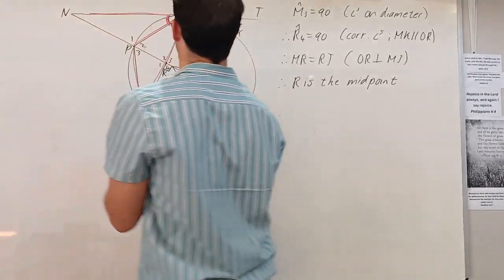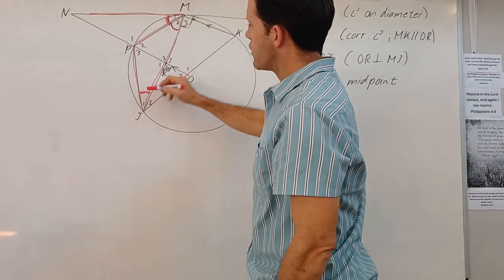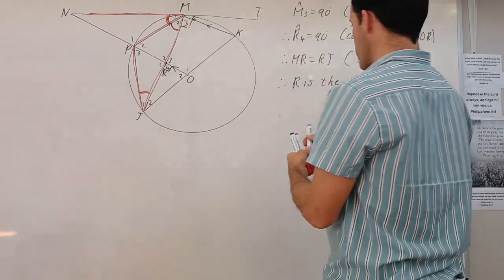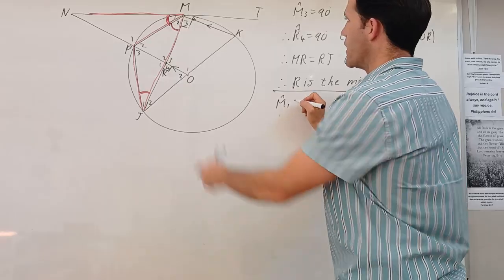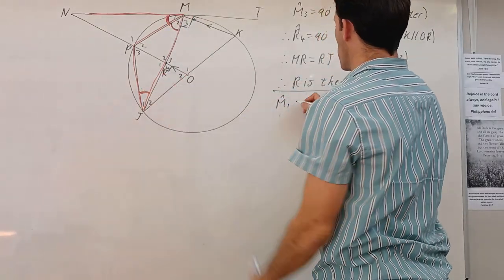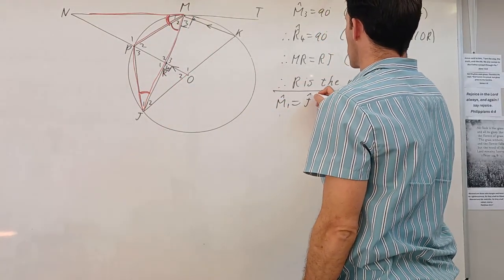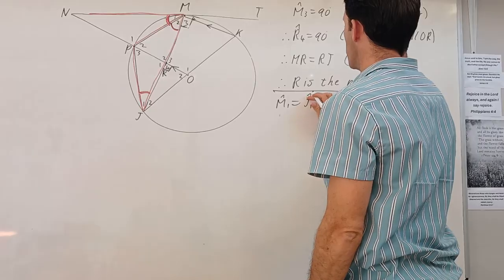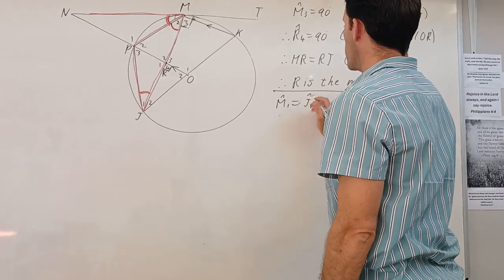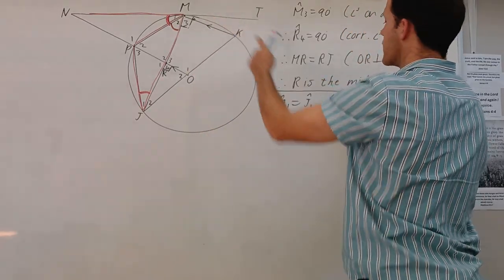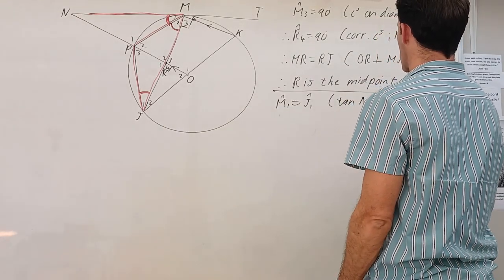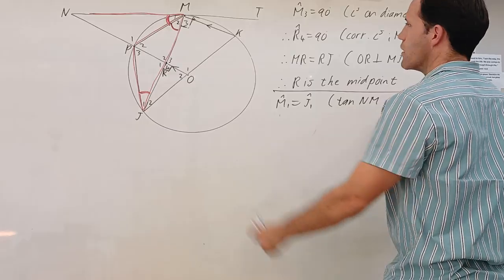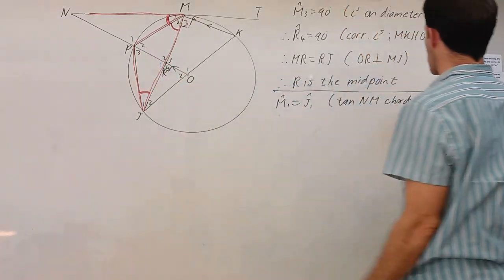So we can say that in the beginning already. We can say M1 is equal to J1. Let's just start with that. Let's start by saying M1 is equal to J1. Reason, tangent NM and chord MP.